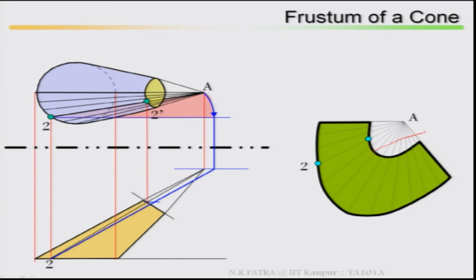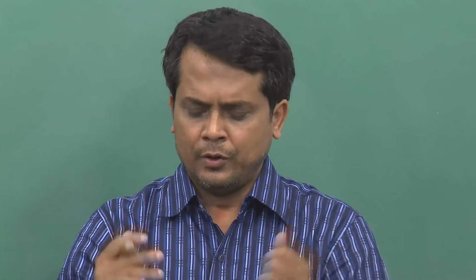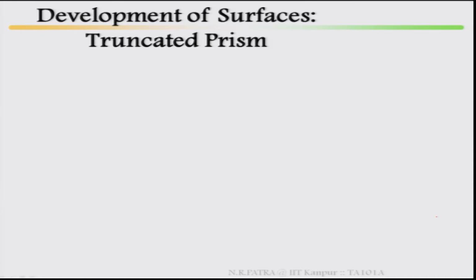So, this represents your inner surface, this represents your outer surface. This is the development of the surface, how it looks if you open it up. Then development of surface, truncated prism. These are the examples I am explaining one by one, so that it will be easy for you in examinations.